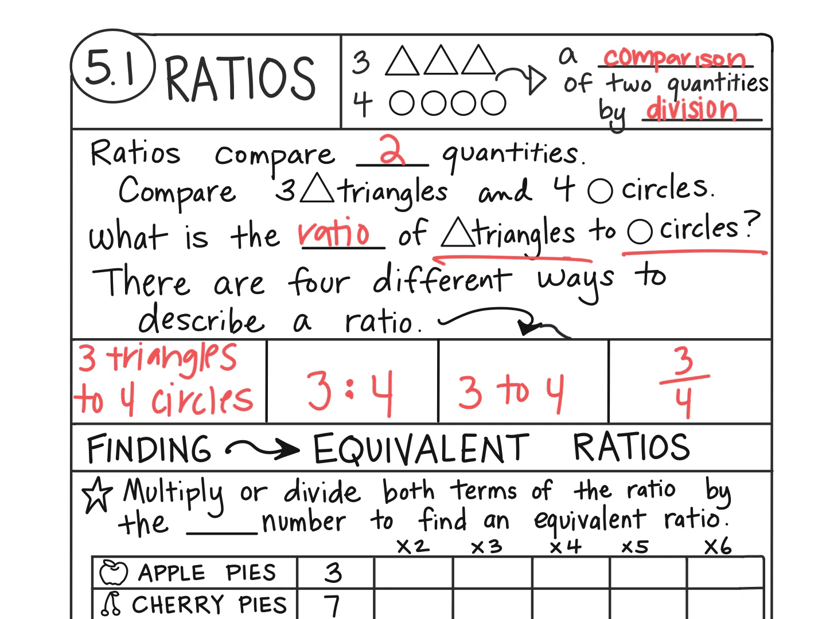So these are 3 different ways to write a ratio. Now you're going to know if you're doing a ratio in a fraction form because it's going to be comparing 2 different quantities. It's not going to just be some random fraction up there and you have no idea what it's comparing. It'll tell you.